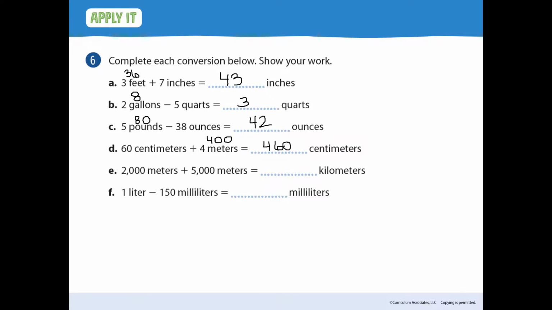Letter E, 2,000 meters plus 5,000 meters is how many kilometers? So 2,000 meters is the same as 2 kilometers, and 5,000 meters is the same as 5 kilometers. So 2 plus 5 is 7 kilometers. Finally, 1 liter minus 150 milliliters is how many milliliters? There are 1,000 milliliters in a liter. So that 1 liter is 1,000 milliliters minus 150 is going to give us 850 milliliters.